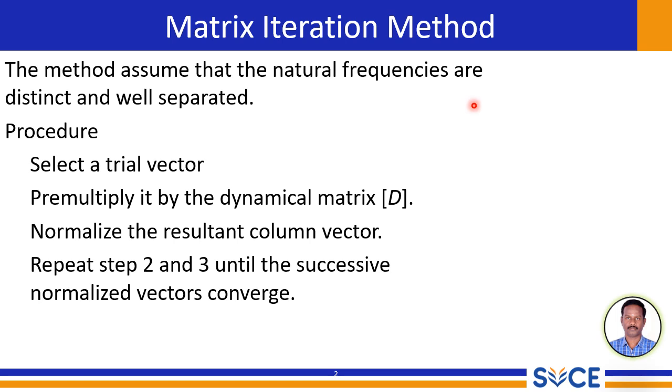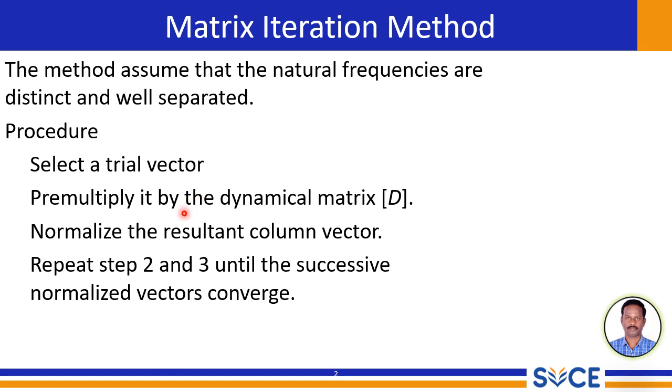There is a step-by-step procedure for this matrix iteration method. To begin, we need to make an initial guess for the mode shape, which is represented as a trial vector. This vector essentially describes the relative displacements of different parts of the system during the vibration. While any non-zero vector can be chosen, a judicious initial guess can often speed up the convergence of the method.